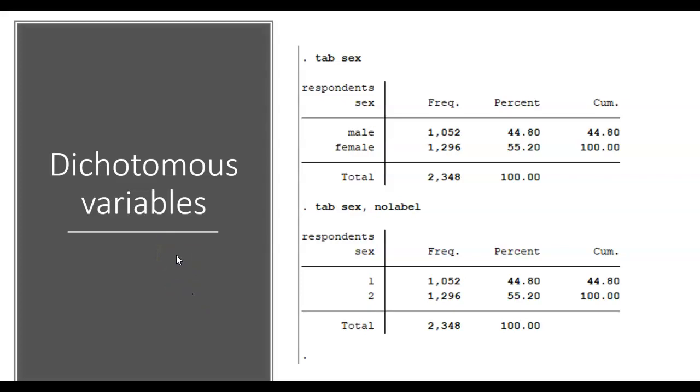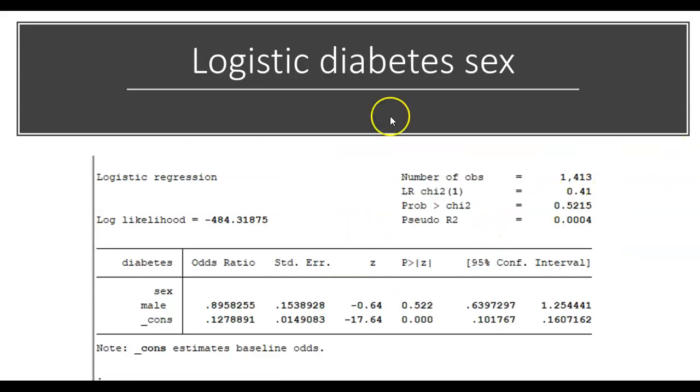So that was with a continuous variable. What if we were going to do this with a dichotomous variable, like what we showed in the beginning with hypertension and diabetes? What if we wanted to do sex, so someone's gender? So we have males and we have females. And when we do tab sex, no label, we see that we're just looking at 1s and 2s. So we actually want to switch that over. So this would be our output.